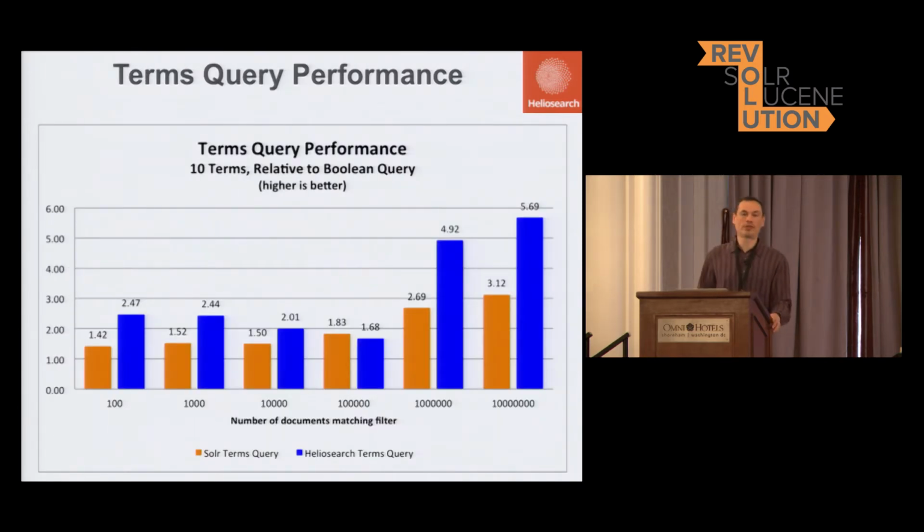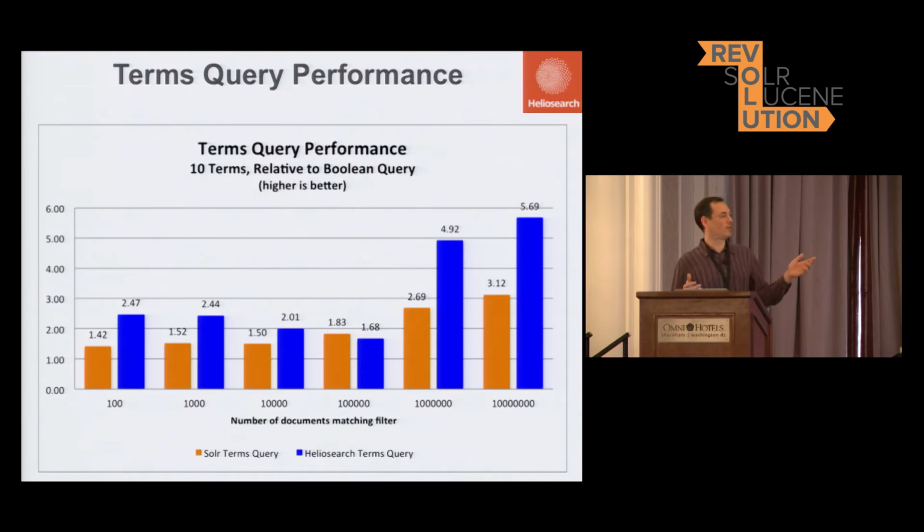Then we also optimized the terms query performance. This is terms query. This is a new query that was introduced in Solr 4.10. That's if you're trying to match a large number of terms in the same field, you should use terms query instead of a Boolean query.